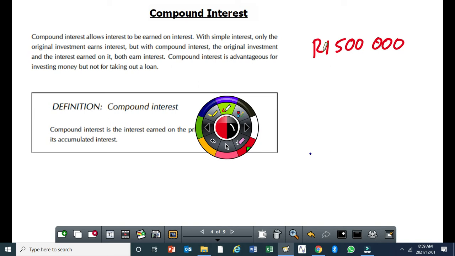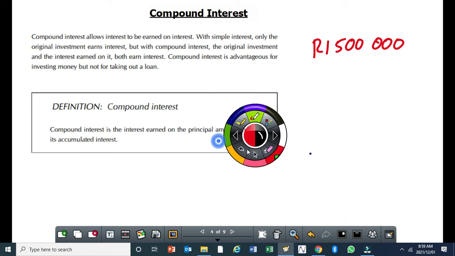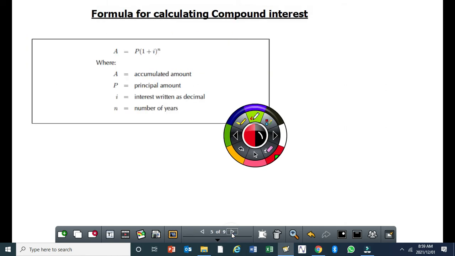So, just to summarize, compound interest is calculated on both the amount that was borrowed together with the interest that accumulates. Now, the formula for calculating compound interest, it's an exponential equation. That formula is A equal to P times 1 plus I raised to the power of N. Because it is exponential, that's a sign that the accumulated amount is going to be more. You pay more because we are dealing with an exponential equation there.